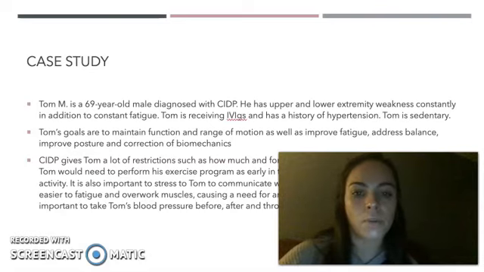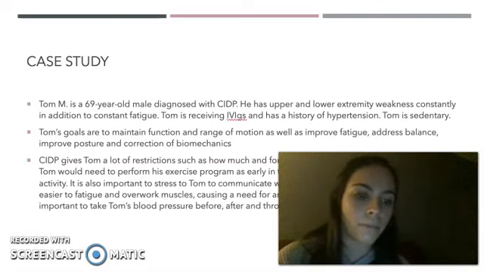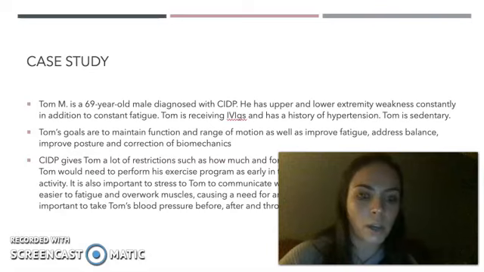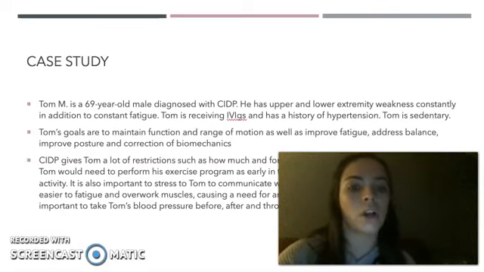Tom's goals are to maintain function and range of motion, as well as improve fatigue, address balance, improve posture, and correct biomechanics. Tom has difficulty walking and also balancing and doing everyday activities like going up the stairs, carrying groceries, and even driving.